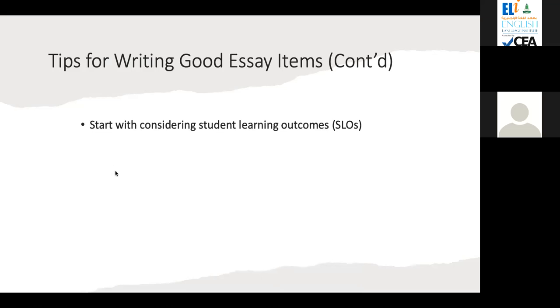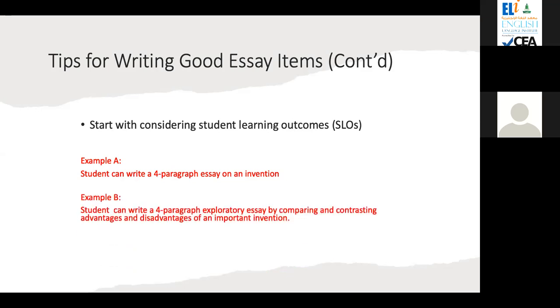The important part would be to start with considering students' learning outcomes. So these SLOs are very important when we are going to design essay exam questions. If we look at these SLOs, this is example A: student can write a 4-paragraph essay on an invention. Now this SLO is very generic, very broad, it's not specifying what we want students to do.